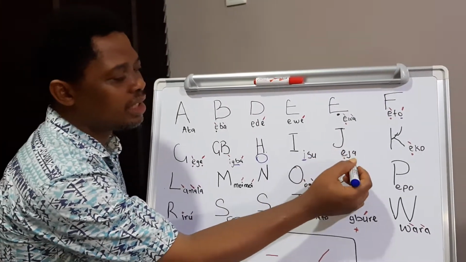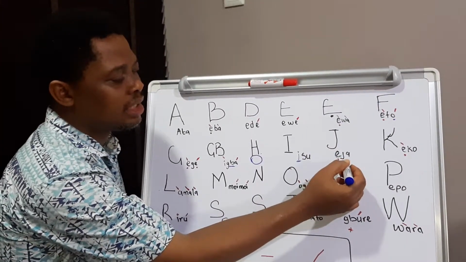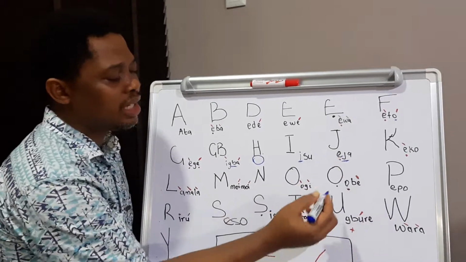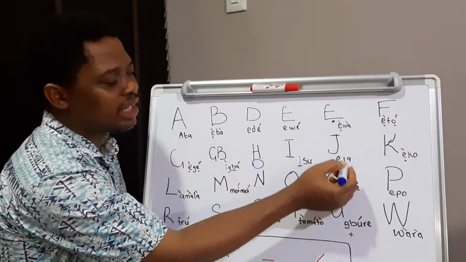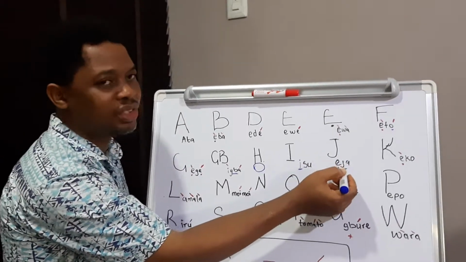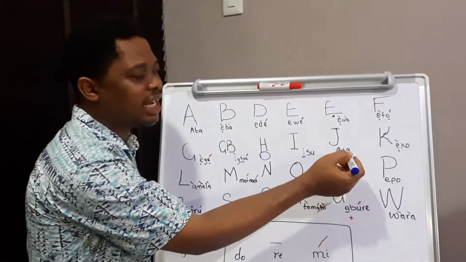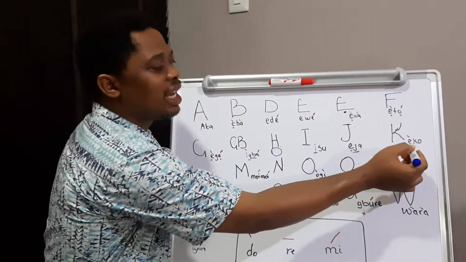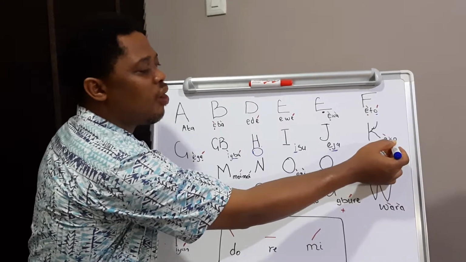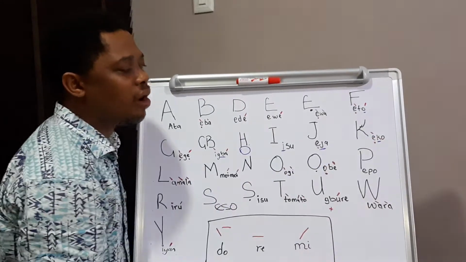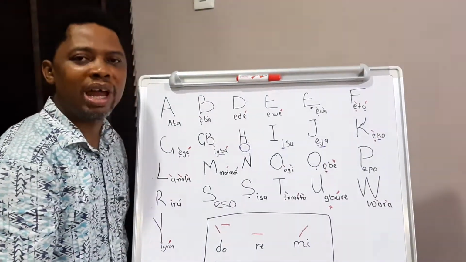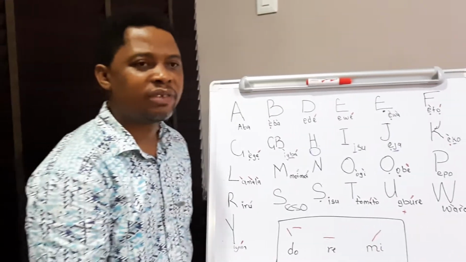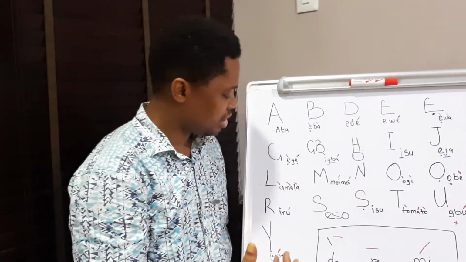G, eja. The alphabet in this word is the G. Eja is fish. K, eko. Eko is more like pap. It's a food made from corn.